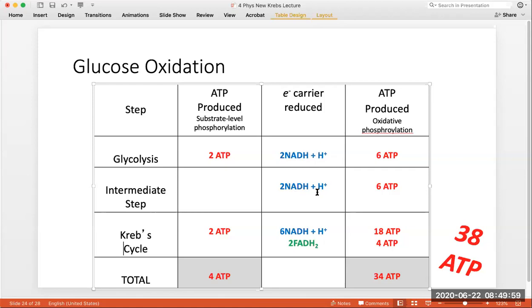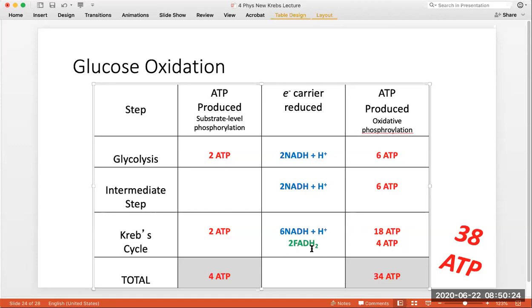The 2 electrons that are transferred to the electron transport system by NADH plus H plus from the intermediate step, again, each pair of electrons donated by NADH plus H plus makes 3 ATP. So 2 times 3 gives you 6 ATP here. You have a total of 6 NADH plus H plus produced from your 2 turns of the Krebs cycle. 6 times 3 gives you 18 ATP.